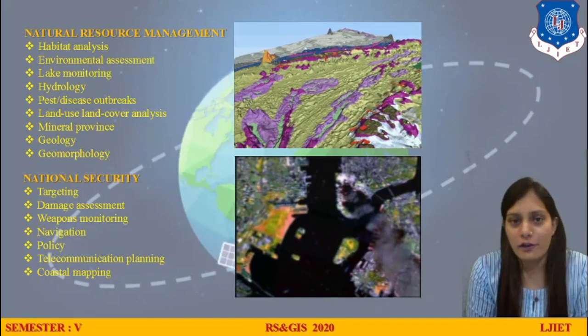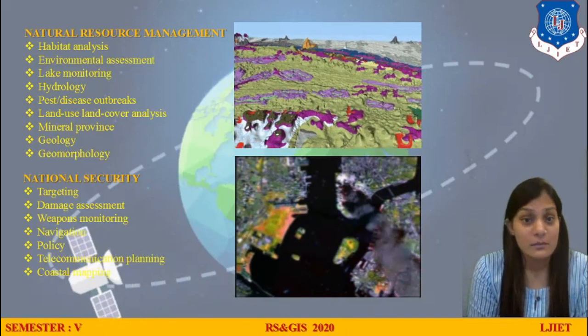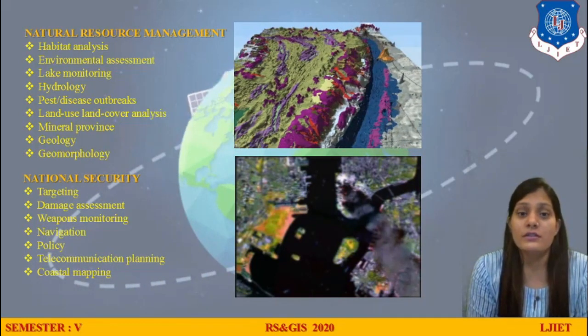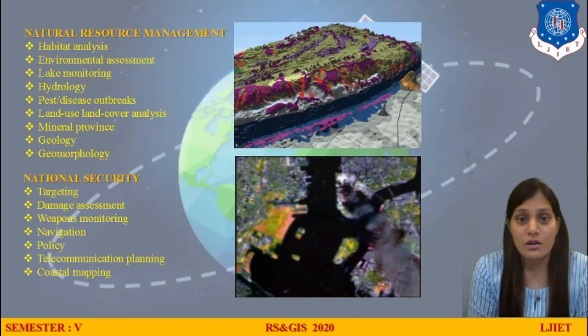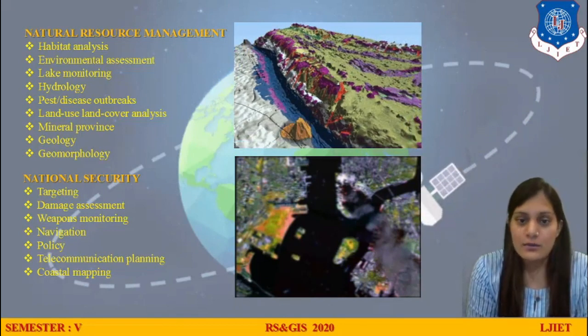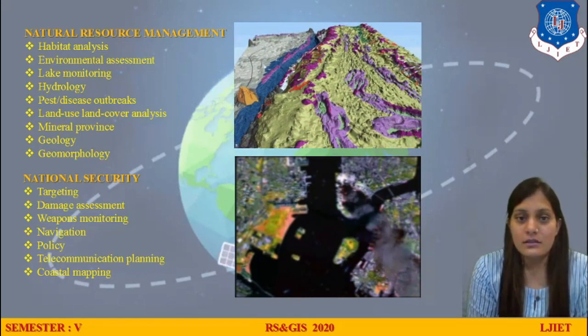We can do the modeling of it. We can predict how much water can be stored, what can be done, where we can make sedimentation tanks or reservoirs, and how we can preserve our natural resources, right? So that is what. Next is national security.